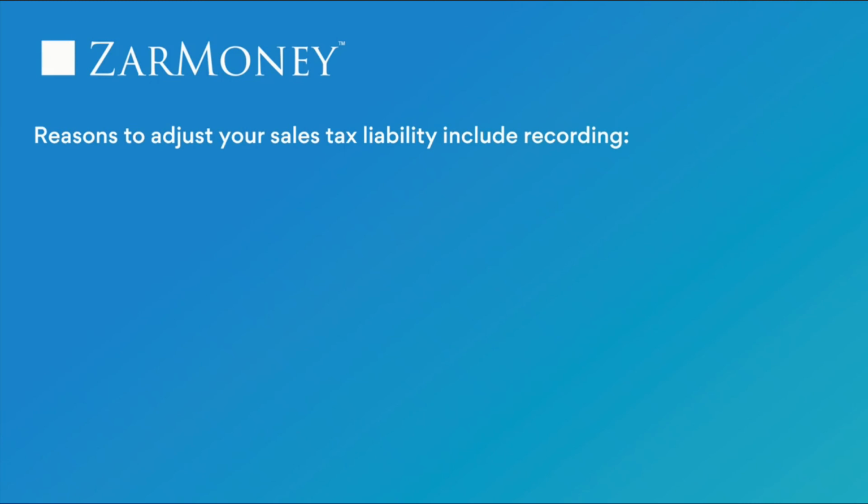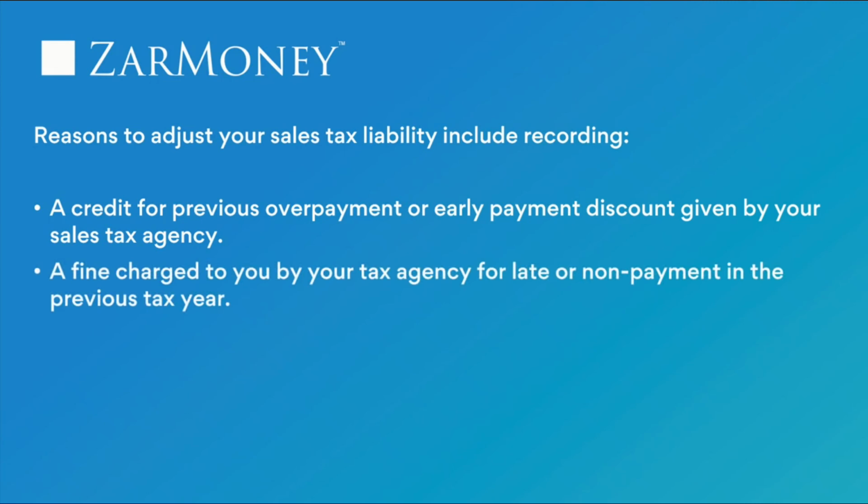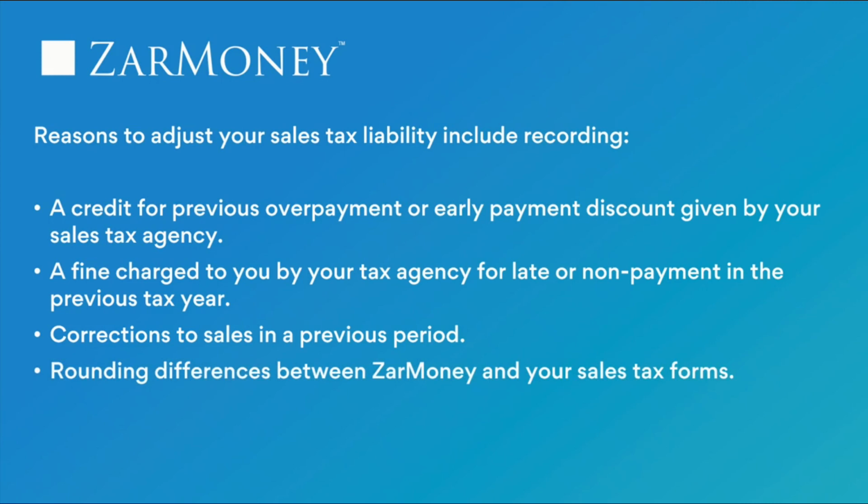You may adjust your sales tax liability for reasons like a credit for previous overpayment or early payment discount given by your sales tax agency, a fine charged to you by your tax agency for late or non-payment in the previous tax year, corrections to sales in a previous period, rounding differences between ZarMoney and your sales tax forms, or a sales tax holiday declared by your agency.